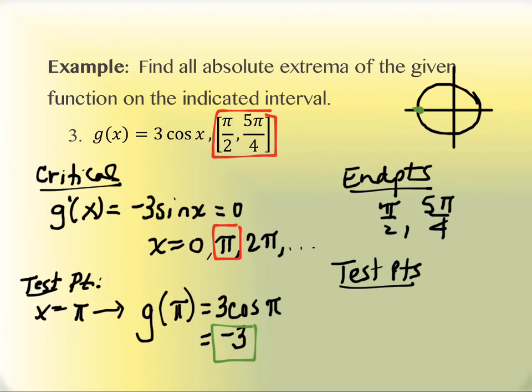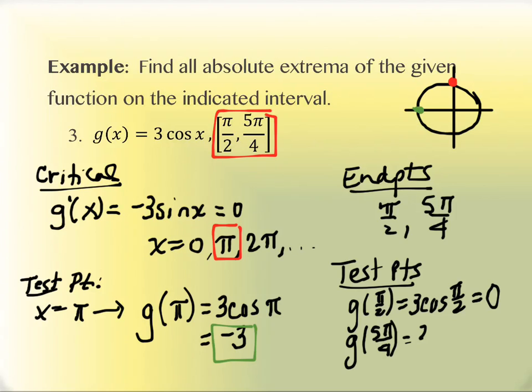Next one we're going to test is pi halves. What is 3 cosine of pi halves? Pi halves is up here at the top of my circle. That's 0. Yep. The x value at the top of that circle is 0. Okay, the last one is 5 pi over 4.